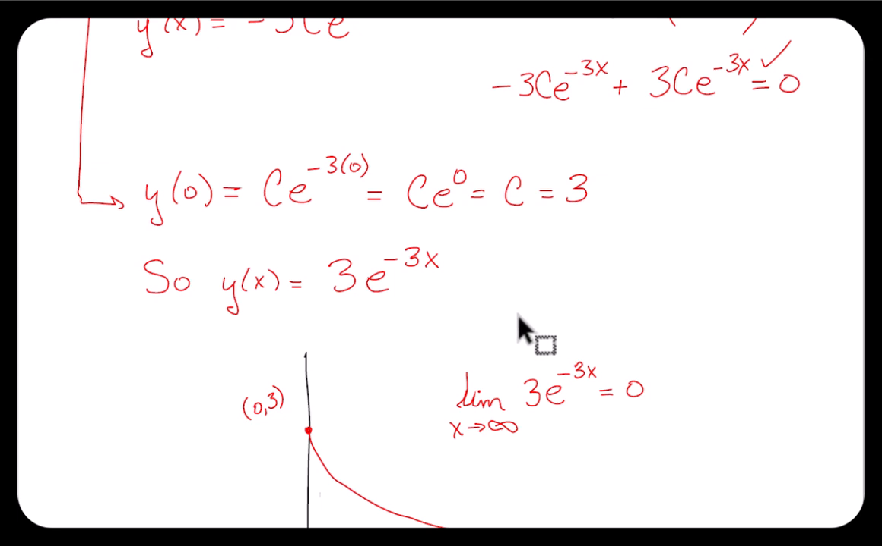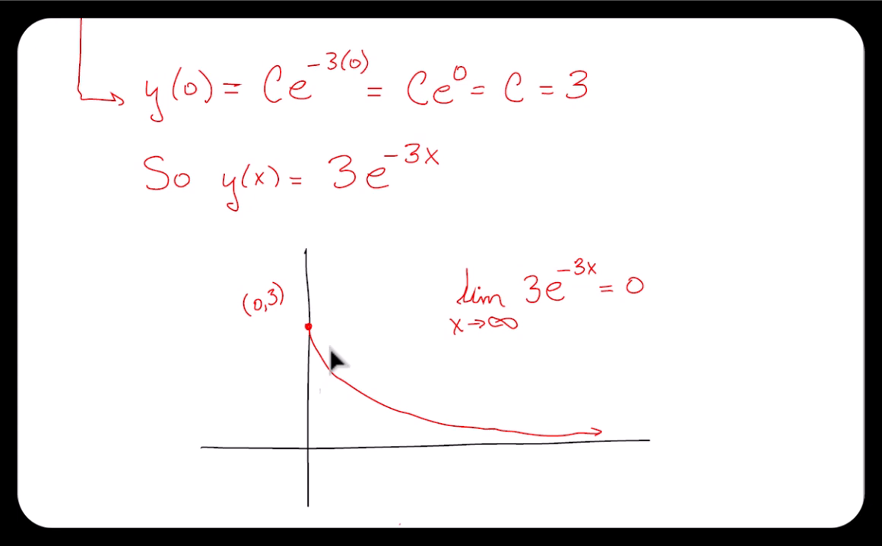So the function that solves our differential equation is 3e to the minus 3x. It does satisfy my initial condition, and if you looked at its long time behavior, it is a decaying exponential, and so over time it shrinks down towards 0.